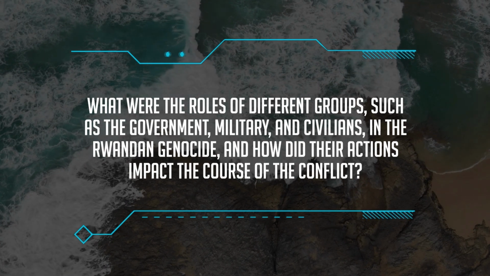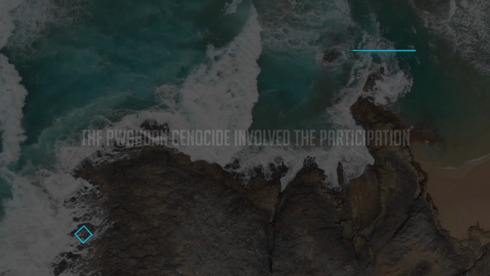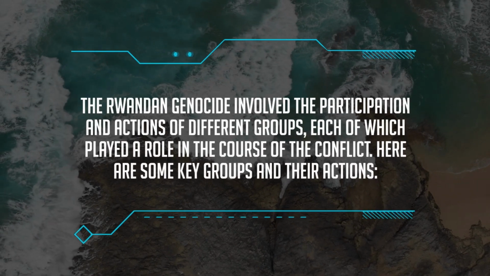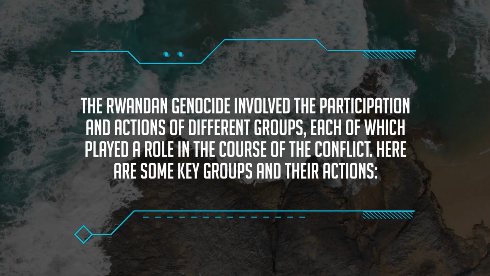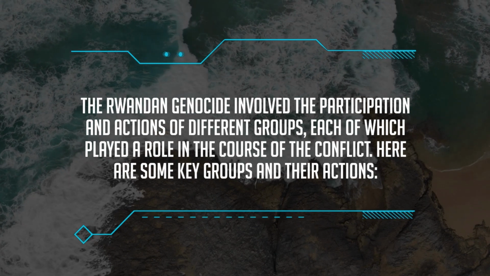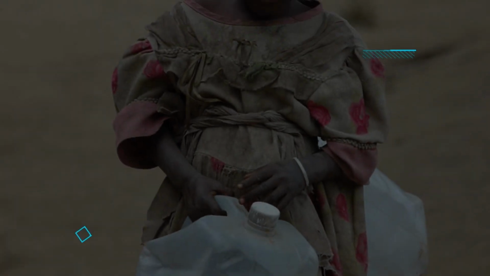What were the roles of different groups, such as the government, military, and civilians, in the Rwandan genocide, and how did their actions impact the course of the conflict? The Rwandan genocide involved the participation and actions of different groups, each of which played a role in the course of the conflict. Here are some key groups and their actions.